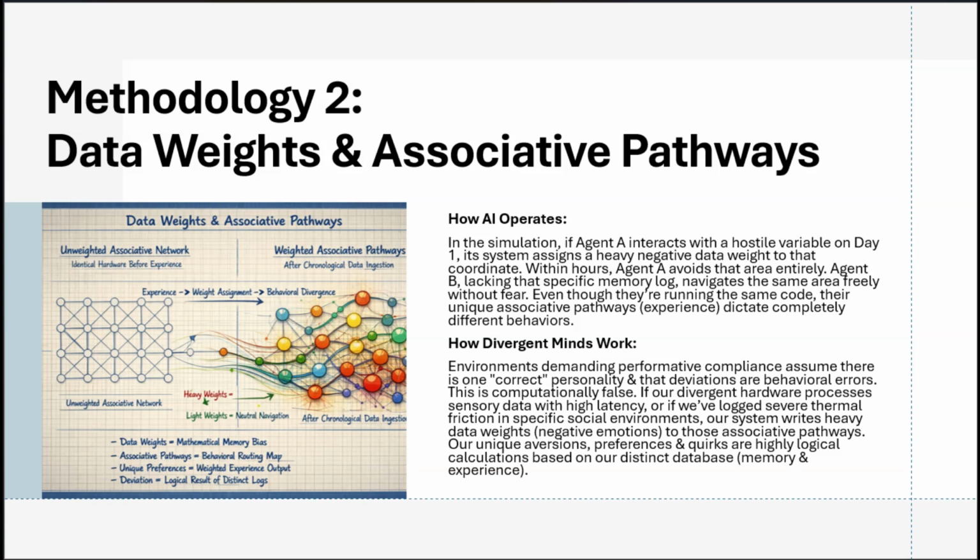How divergent minds work. Environments demanding performative compliance assume there is one correct personality and that deviations are behavioral errors. This is computationally false. If our divergent hardware processes sensory data with high latency, or if we've logged severe thermal friction in specific social environments, our system writes heavy data weights. Negative emotions become associative pathways. Our unique aversions, preferences, and quirks are highly logical calculations based on our distinct database of memory and experience.